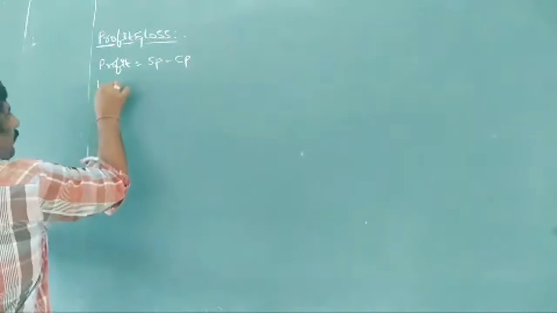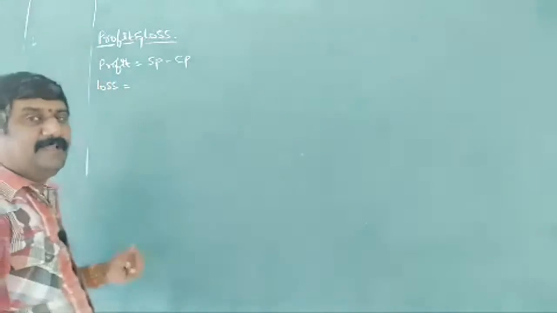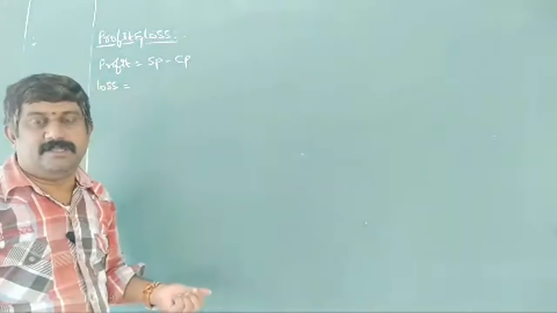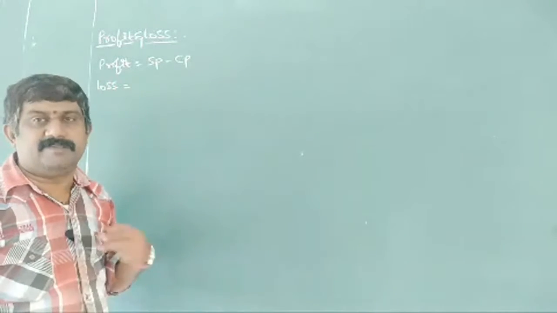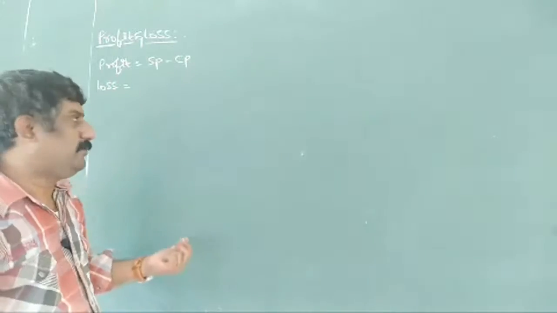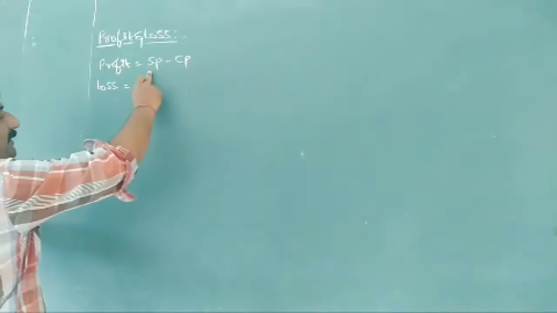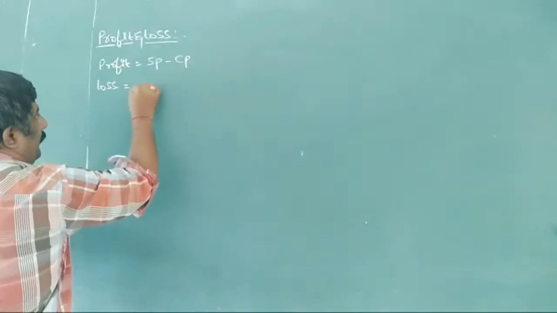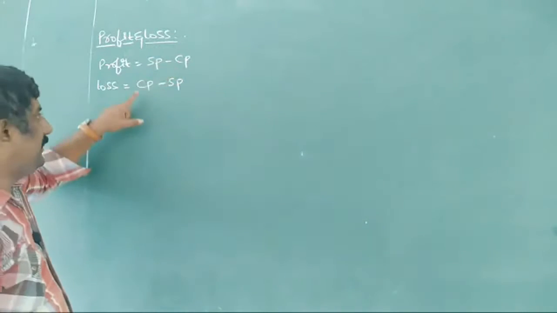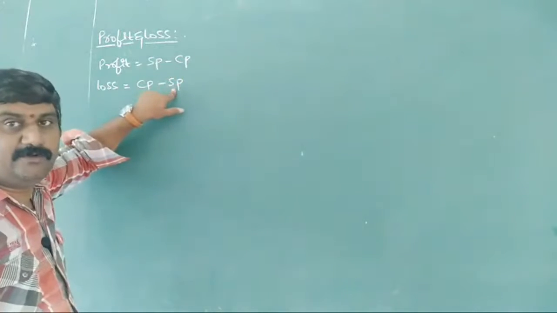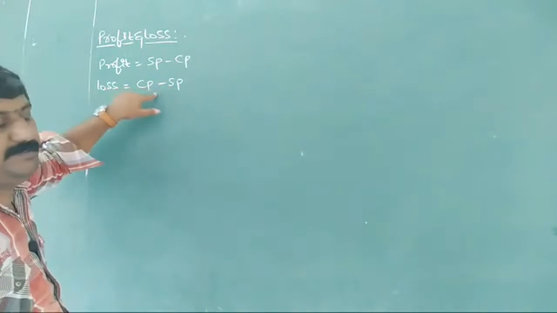And when we will get loss, if selling price is less than the cost price, instead of 1000 rupees, if I am getting only 900 rupees, that means I am losing 100 rupees here. So that means SP is less and CP is more here. So we will write CP minus SP here for loss. Cost price is 1000 rupees, selling price is 900 rupees, so we will get loss 100 rupees here.